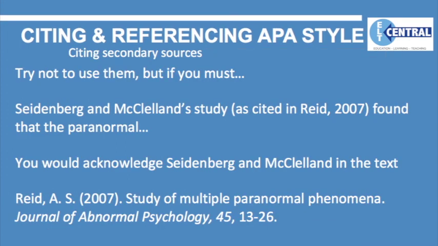Citing secondary sources. My advice is don't use them. Try not to use them, but if you really must, then look at this one. Seidenberg and McClelland study, as cited in Reed 2007, found that the paranormal, blah, blah, blah. You acknowledge Seidenberg and McClelland in the text, but you cite Reed because that's your source. That's where you found it from, all right? And his study is the study of multiple paranormal phenomena and the Journal of Abnormal Psychology. And then you've got the rest of it down there as well. Okay, so make sure the place that you got it from is the place that you cite and reference.